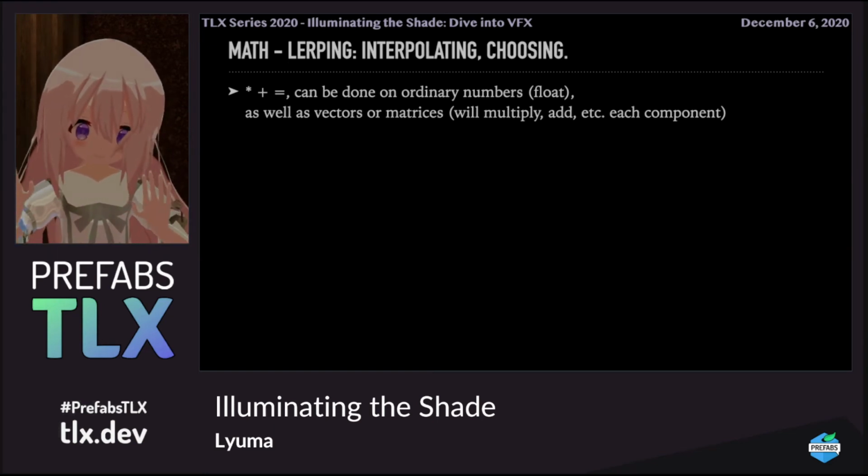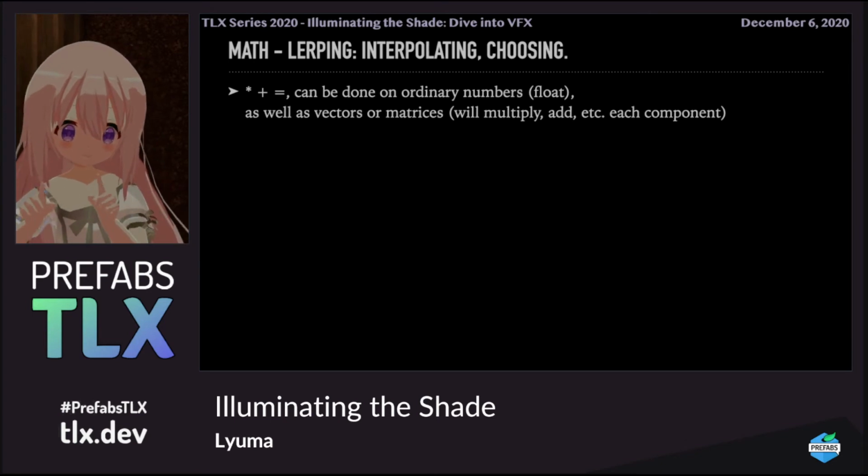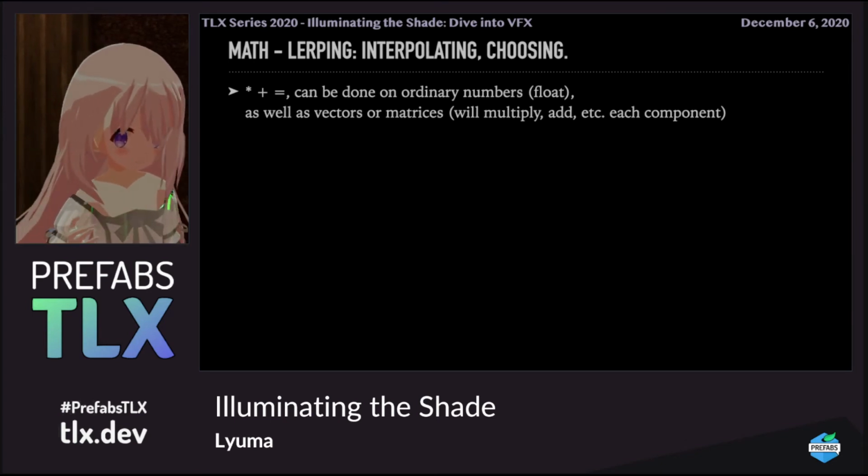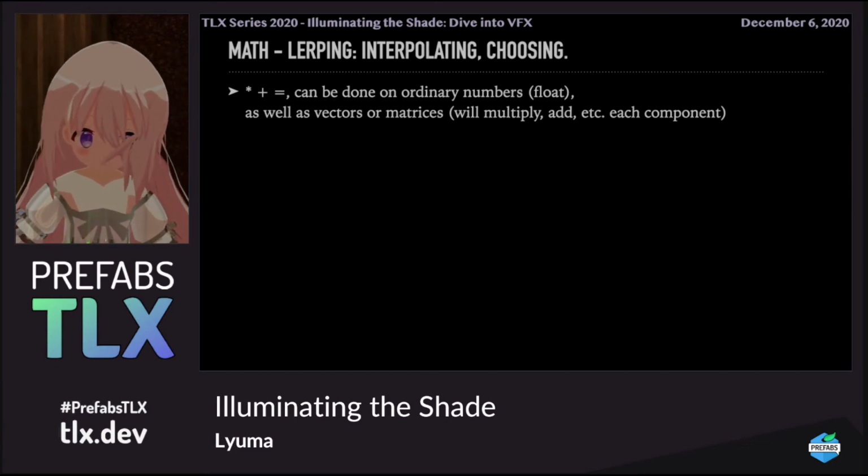Multiplying two vectors is kind of weird. It just multiplies each number of each axis. It's not commonly used, but that's what it does if you put star.